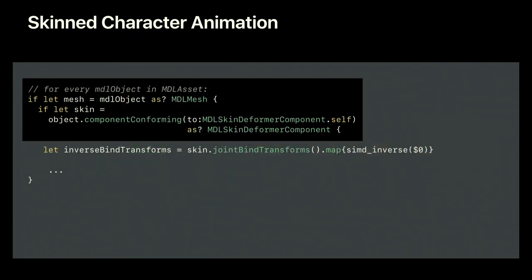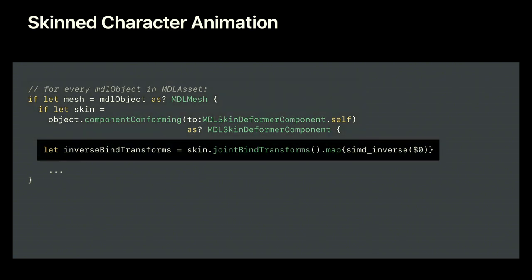So in code, it looks very much like what we've seen before. We're going to go through the object and find out if the object has skin. The skin, corresponding to the skeleton, et cetera, is encoded in Model I/O's new MDL skin deformer component. So if we found a skin deformer component, we're once again going to take advantage of this Swift map closure to take the joint bind transforms that Model I/O read from the file and stored. We're going to use the SIMD inverse to invert all of them, because that's what the math needs, and store it in an array.